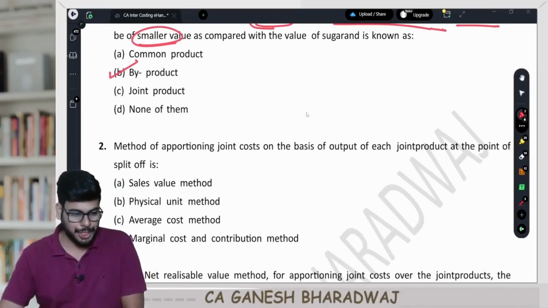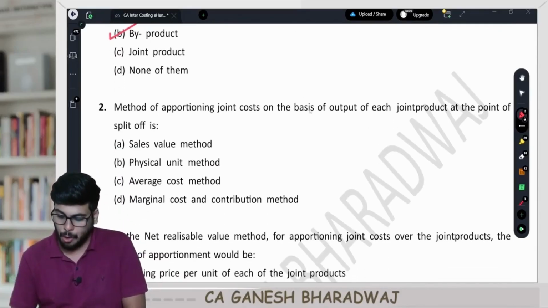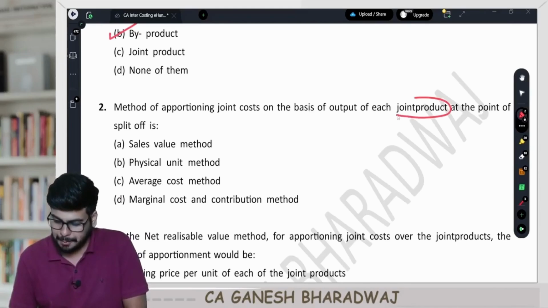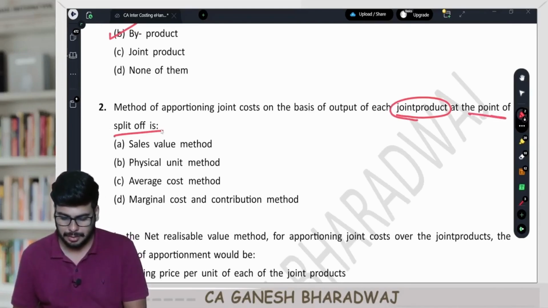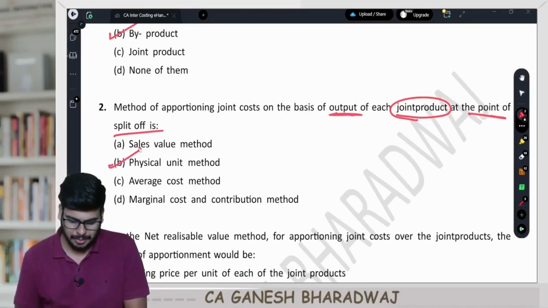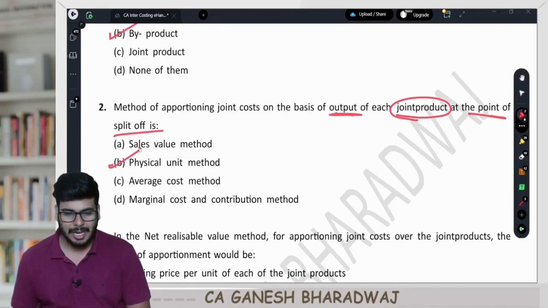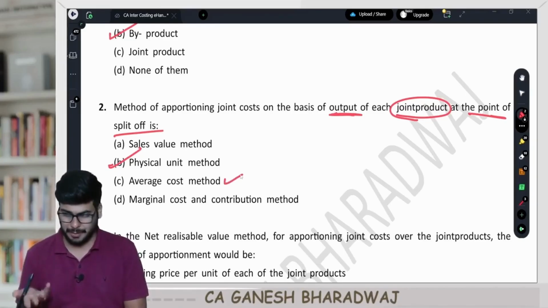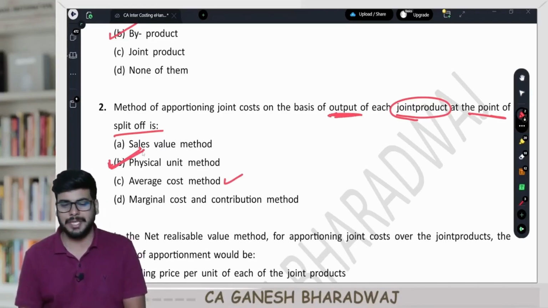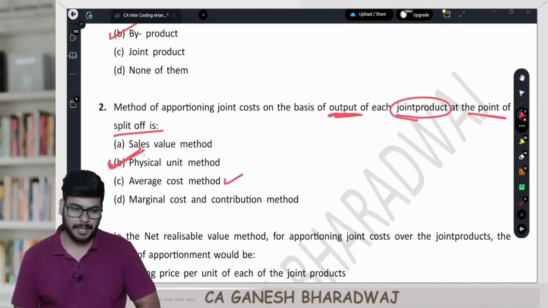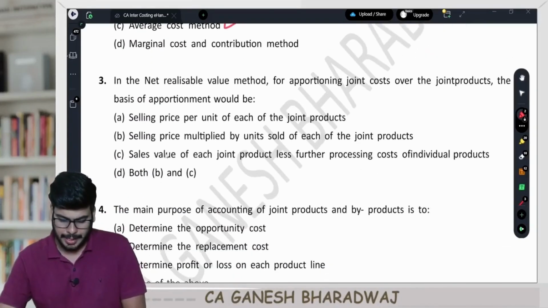Method of apportioning joint cost on the basis of output of each joint product at the point of split off is known as what method? On the basis of output. Physical units method. Are you clear with this? Also, the average unit cost method gives the same answer. But since they have used output, use it as the physical units method. Clear with this, guys? Done. Then let's go to the next one.